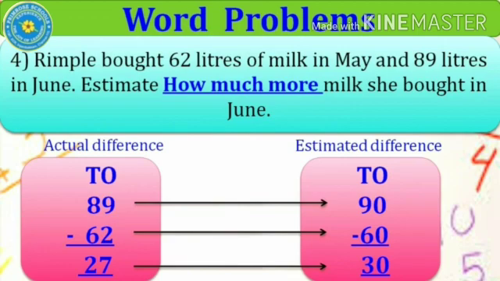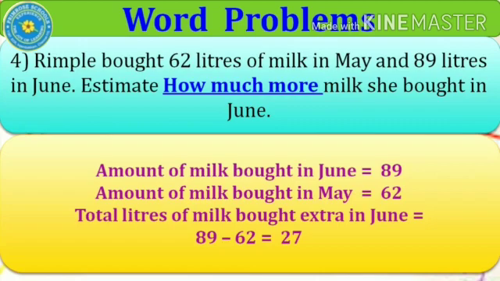So let us find the actual difference first. 89 minus 62, which is 27. Now we need to find the estimated difference. So let us round off the number 89, which is rounded off to 90, and the number 62 is rounded off to 60. So 90 and 60 are friendly numbers. So when you subtract them, what do you get? You get 30. Now what is the actual difference and estimated difference? Actual difference is 27, estimated difference is 30. Not much difference, right?